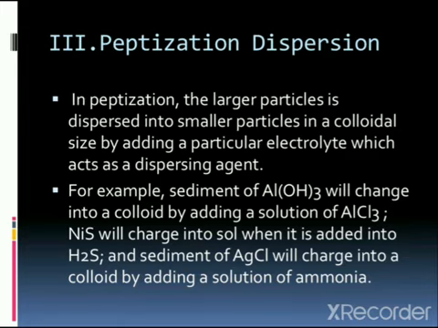For example, a sediment of aluminum hydroxide will change into a colloid by adding a solution of aluminum chloride. Nickel sulfide will change into a colloid when hydrogen sulfide is added. And a sediment of silver chloride will change into a colloid by adding a solution of ammonia. So these are some of the examples of peptization by dispersion.